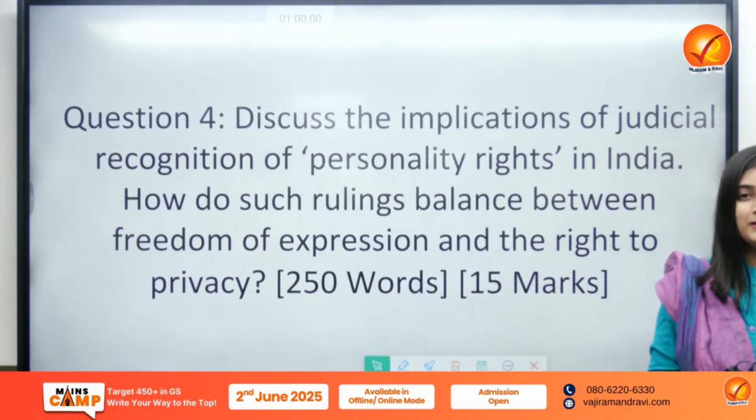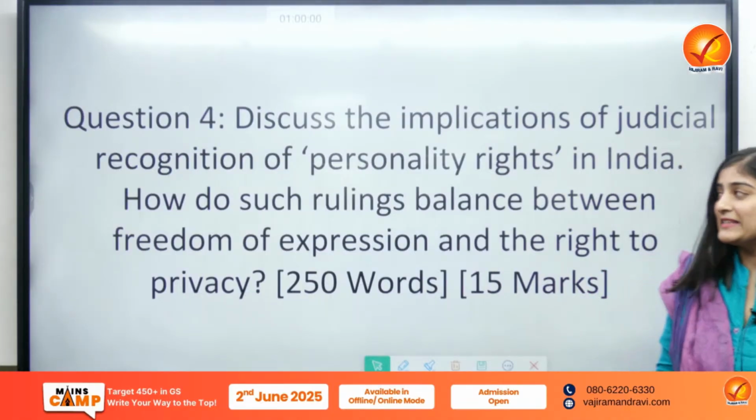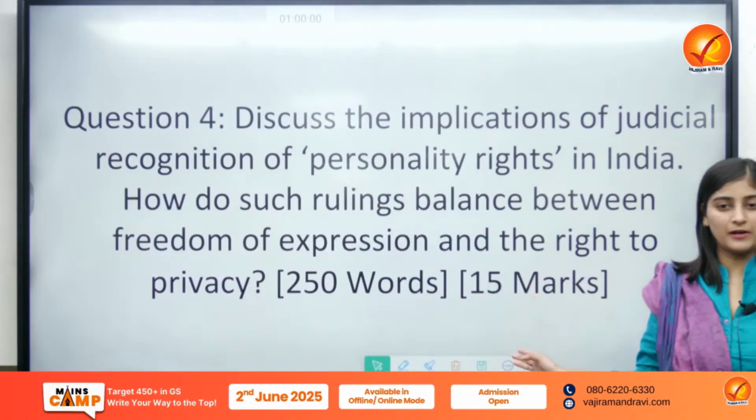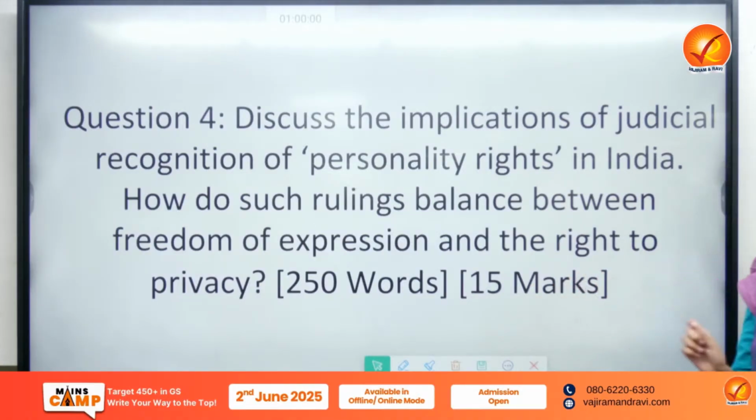Hi, good morning, everyone. So, this is the fourth question. Discuss the implications of judicial recognition of personality rights in India. How do such rulings balance between freedom of expression and the right to privacy? And this is a 15-marker question. The approach differs a little, not much, when we come to 15 markers.